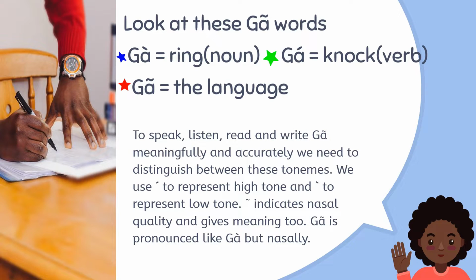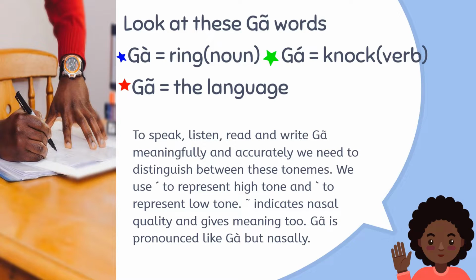Look at these Ga words. Ga means ring. Ga means knock. Ga refers to the language. To speak, listen, read and write Ga meaningfully and accurately, we need to distinguish between these tonemes.